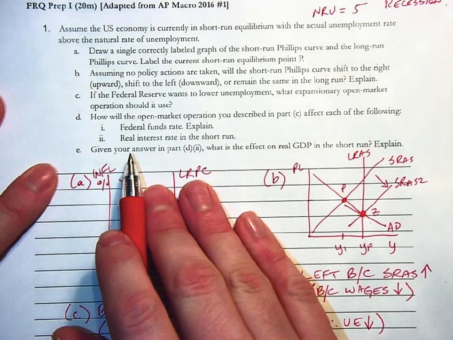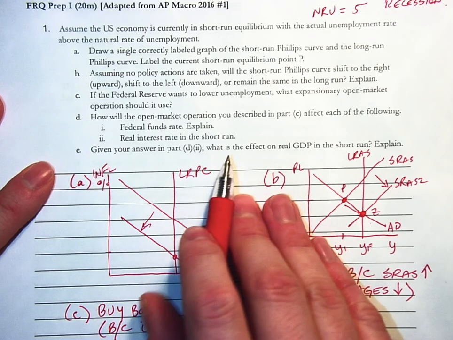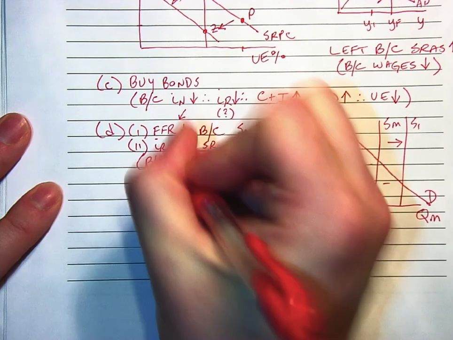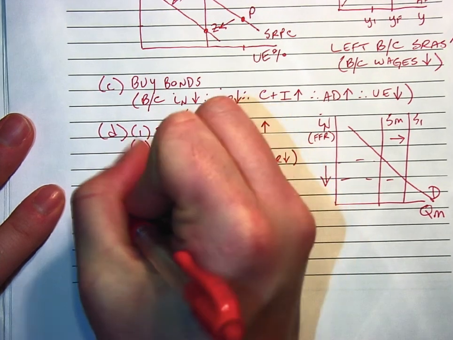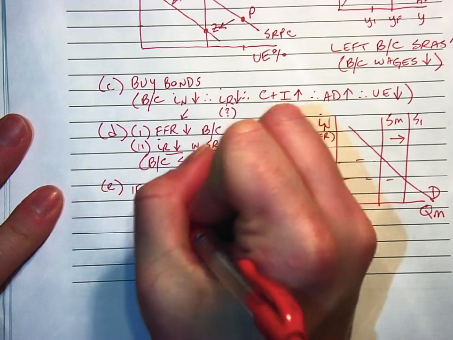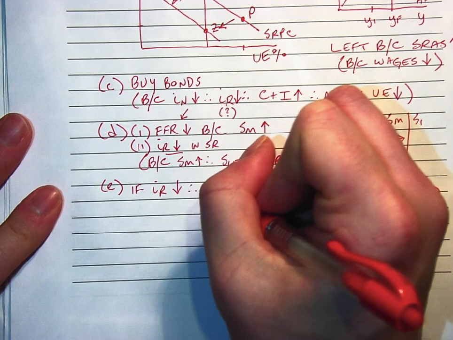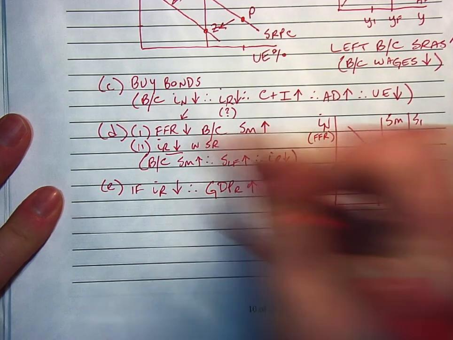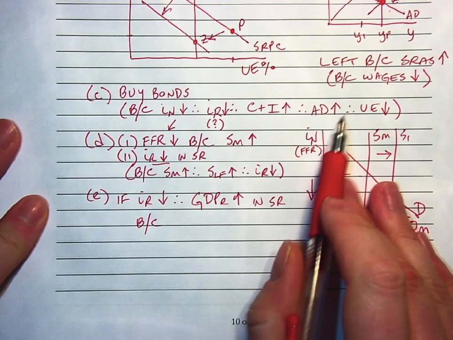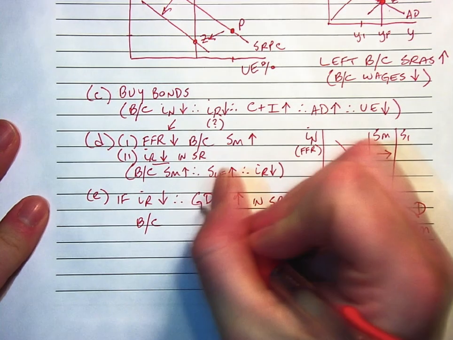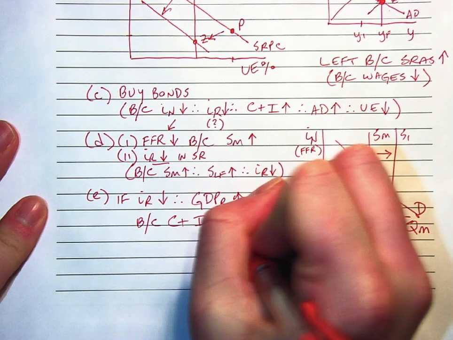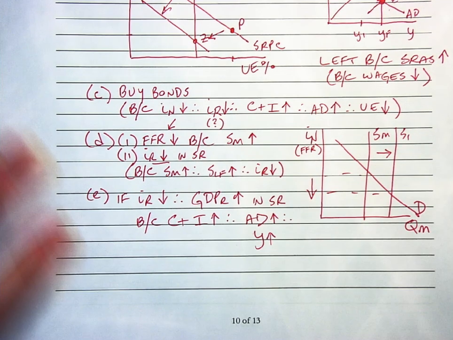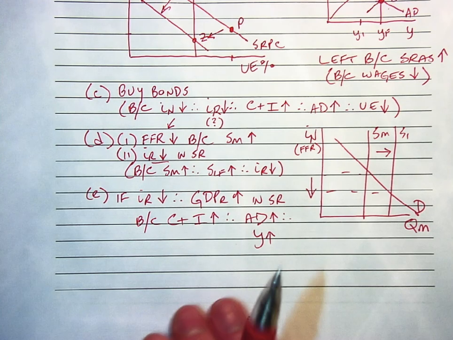Now part E, given your answer in part D2, what's the effect on real GDP in the short run? Explain. So if the real interest rate decreases, then real GDP increases in the short run because, and it's actually what I wrote up here, C and I go up, and therefore aggregate demand goes up, therefore output goes up. So this is in the short run.